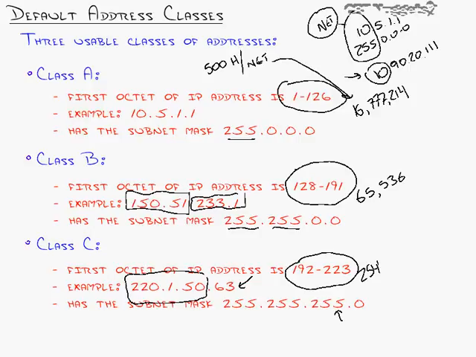Now you first might look at that and say, well, you forgot one. The 127 range is missing. Well, that's because any address that starts with 127 is reserved for loopback, which we'll talk about on the next slide. These are the ranges of usable IP addresses, things that you can actually assign to devices.